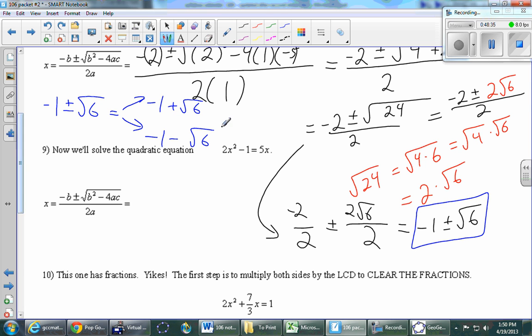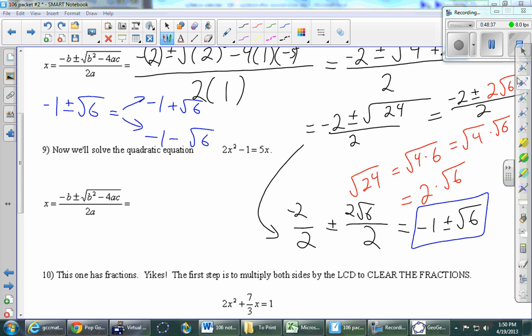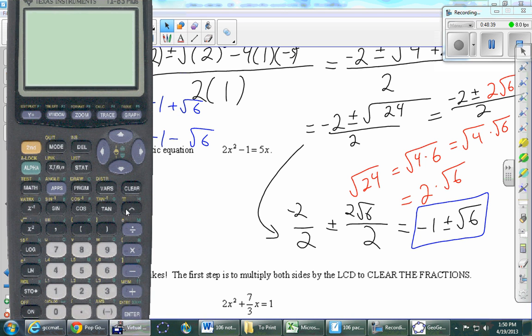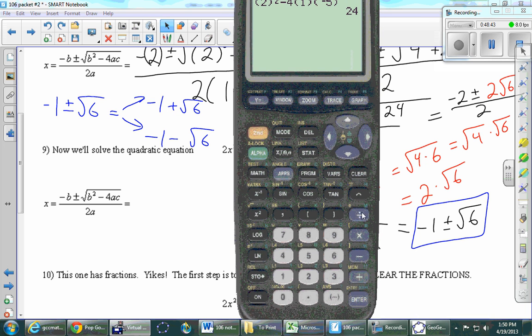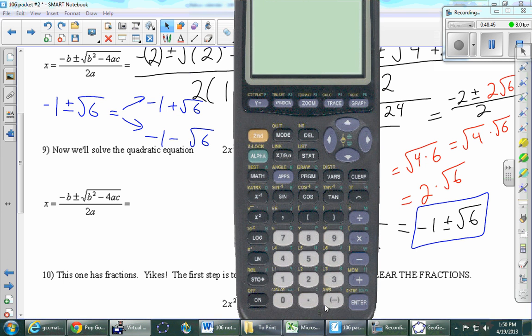If we type this into the calculator, so I'll do it here. Okay, so if I type in -1 plus the square root of 6, get that. And that 1.4, roughly, is one of the estimates that we made.